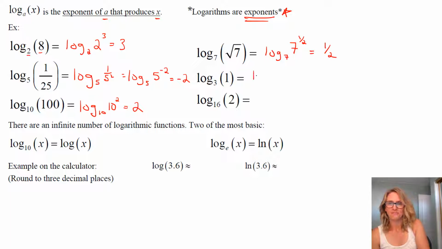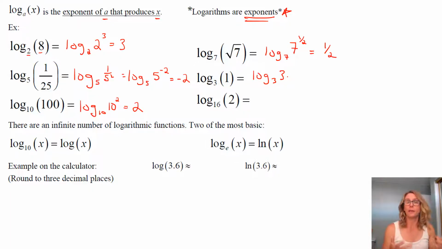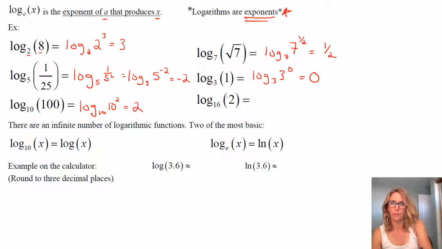For the next one, we have log base 3, and then inside the parentheses is a 1. And this is a very important logarithm. We want to think about, is there a way to write 3 to a power that gives us 1? And we want to remember that there is an exponent that always gives us 1, and that exponent is 0. So log base 3 of 3 to the 0 is 0. And what that's saying is 3 to the power of 0 is 1. And so our answer is 0, the exponent.